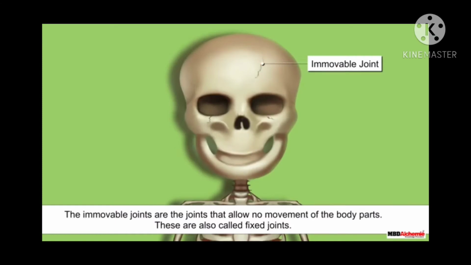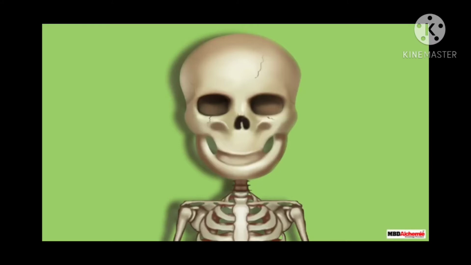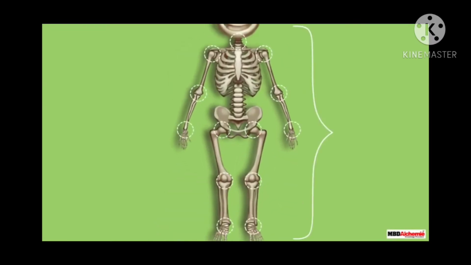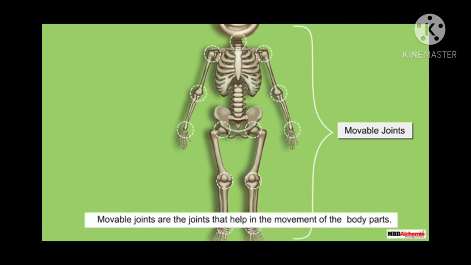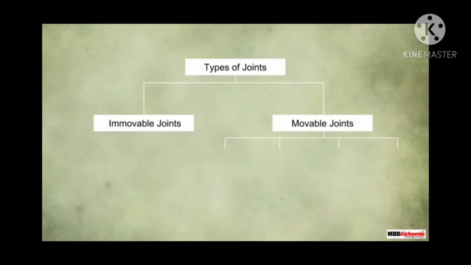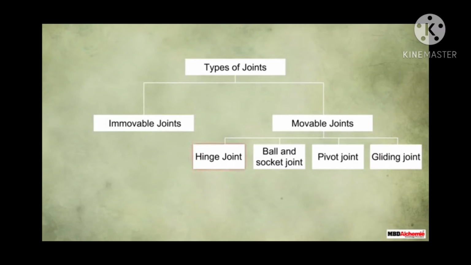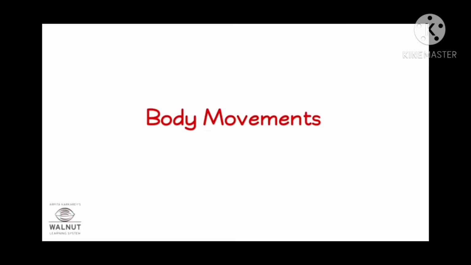Immovable joints are the joints that allow no movement of the body parts. These are also called fixed joints. Example, the skull. It is a fixed joint. And movable joints. The name itself refers that movable joints are the joints that help us to move forward or backward. Movable joints are of four types: hinge joint, ball and socket joint, pivot joint, and gliding joint. In today's class, we shall learn about these joints one by one.